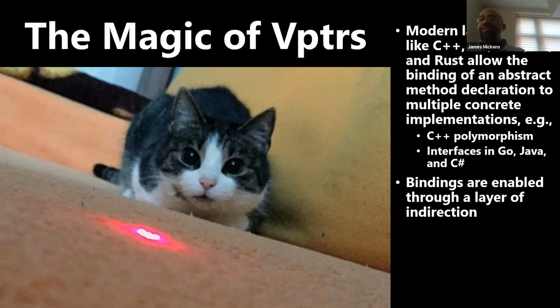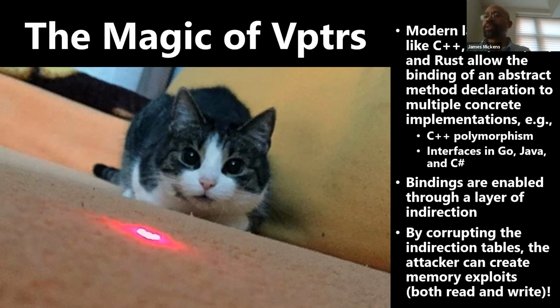Like most things in computer science, these types of abstraction layers are enabled via indirection. So, for example, in Go, you can have a type that implements an interface. The code which uses an instance of some object is going to interact purely with that abstract interface, but through a layer of indirection. At runtime, we figure out which concrete set of instructions should be executed. This is all very convenient for the attacker because by corrupting those indirection tables that help to implement this indirection, the attacker can create memory exploits, both read exploits and write exploits.